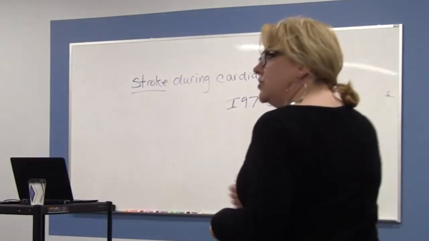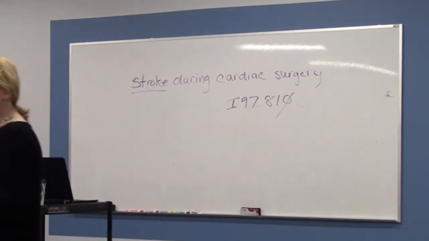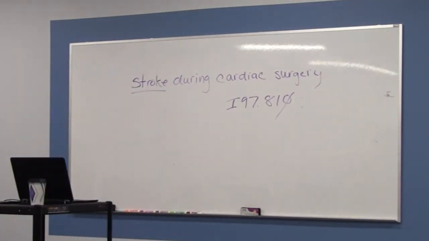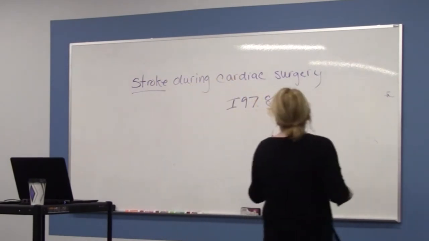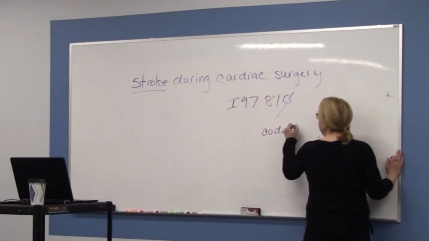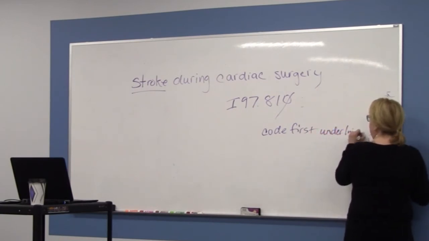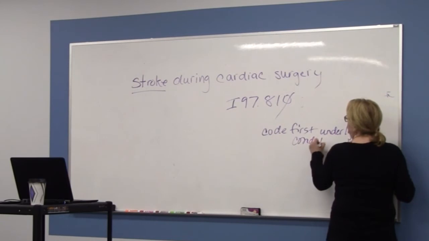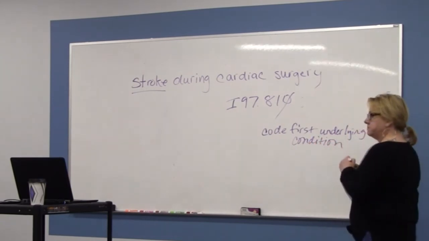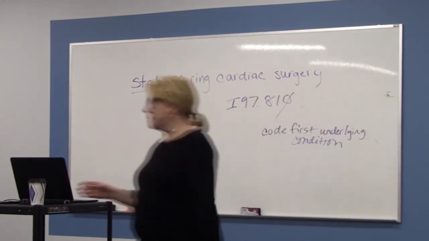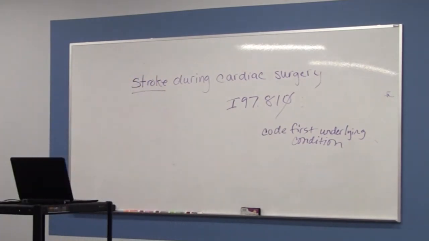It'll give you notes as to, if I've got more than one code, it'll say code first the underlying condition on some stuff. So say if I had a diabetic cataract, I'd have a code for the diabetic cataract, and it would say code first the underlying condition, which is diabetes. So sequencing is important too.